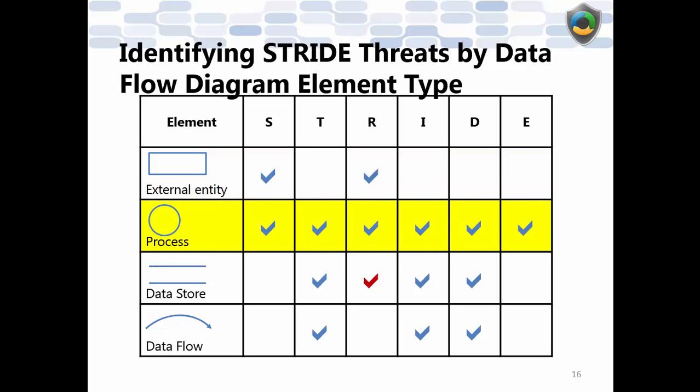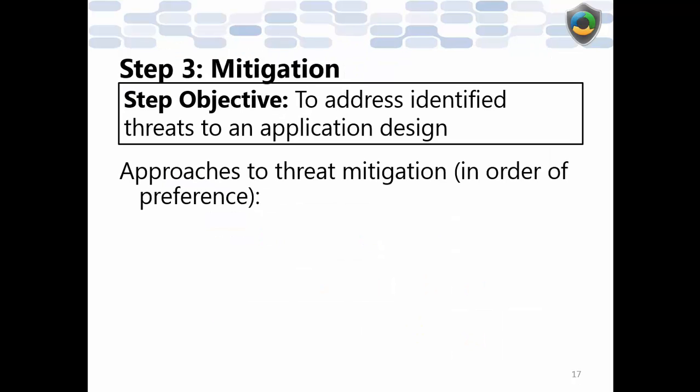Alternatively, if the data flow diagram of the model app contains a process element, then all STRIDE threats must be considered. You might notice that when we go down to data store down here that there's a red check mark. This color coding is used to indicate that the data stores are sometimes affected by repudiation threats. Sometimes. Data stores are affected by repudiation threats whenever the data stores themselves are a log.